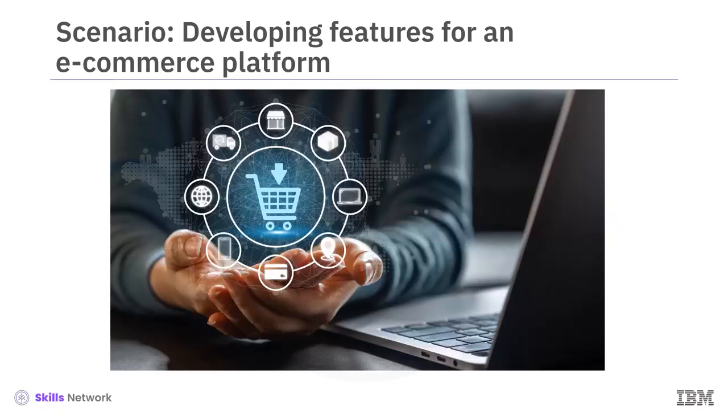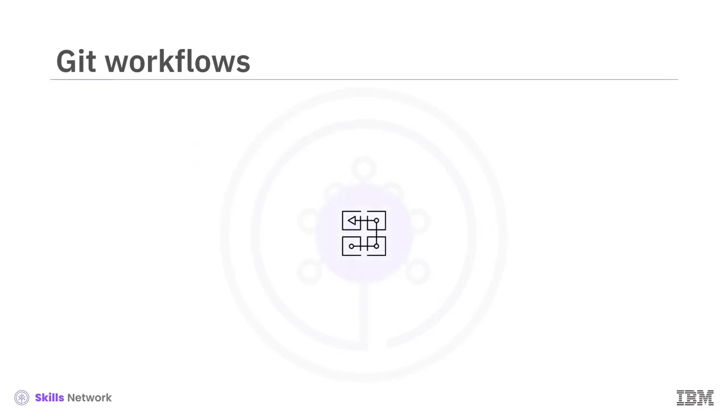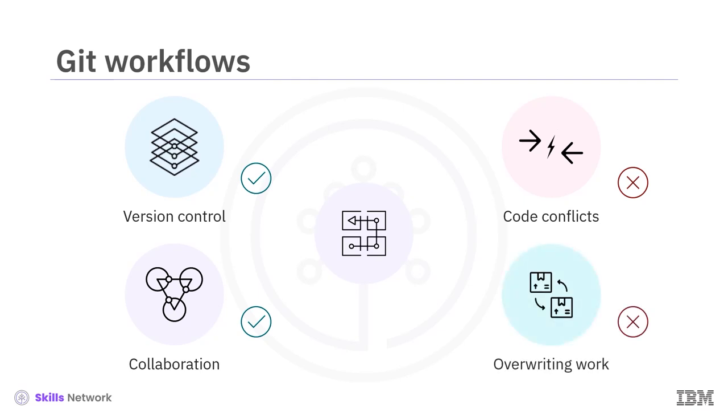Your task is to add a product recommendation feature. The team uses Git and GitHub for version control and collaboration. How will you collaborate effectively with the team using Git and GitHub? A clear understanding of Git workflows ensures you can use Git effectively for version control and collaboration. The knowledge will help you avoid issues such as code conflicts and unintentionally overwriting a team member's work.